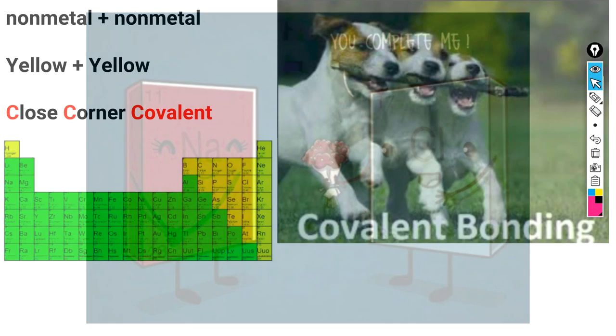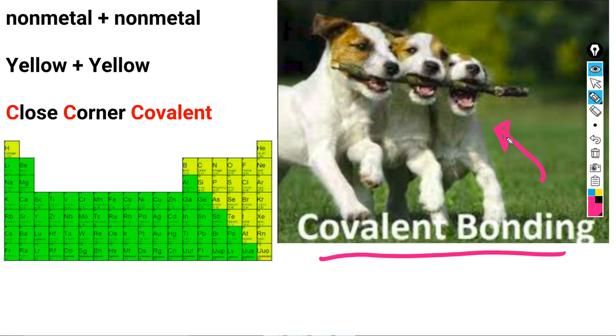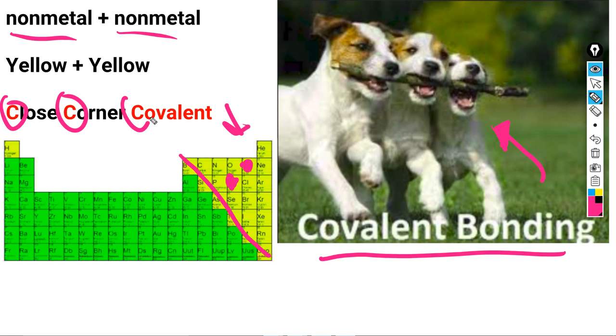Well done. Covalent bonding. Remember that covalent bonding is sharing electrons. We've got some puppies covalently sharing their stick that they're playing with. This is a bond between a nonmetal and a nonmetal, or something up in the yellow section, yellow to yellow. Remember, if they're close together in the corner over here, they are covalent. Remember those C's close in the corner, covalent.